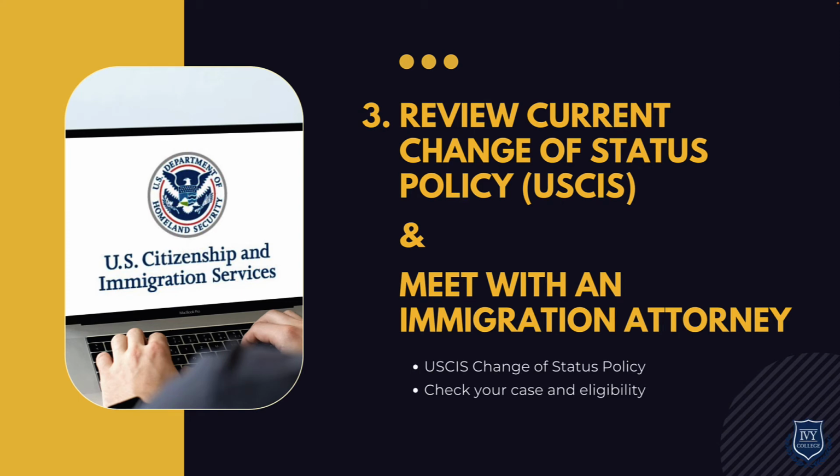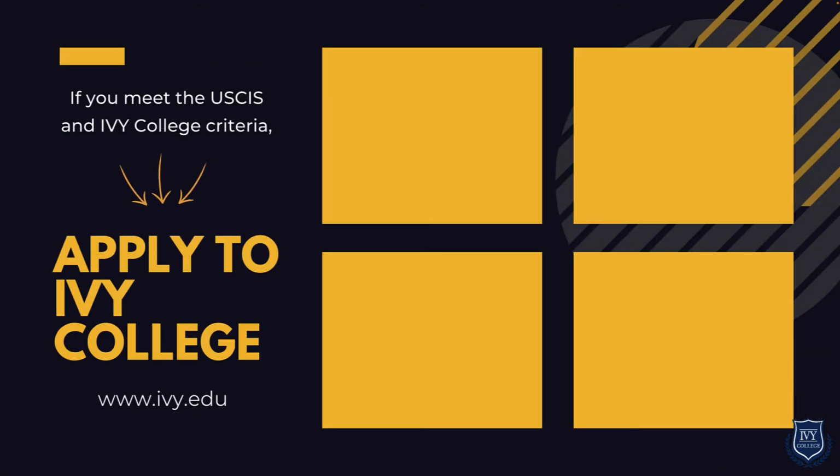3. Review the current USCIS change of status policy and meet with an immigration attorney to discuss your case and eligibility. You may find the USCIS change of status policy link in the description box. If you meet the USCIS and Ivy College criteria, apply to Ivy via our online application as an F-1 applicant at www.ivy.edu. Complete your online application and pay the application fee at the end.